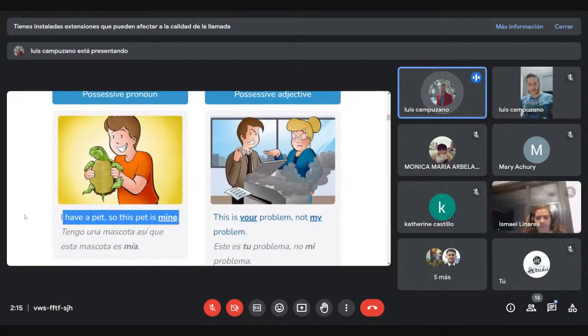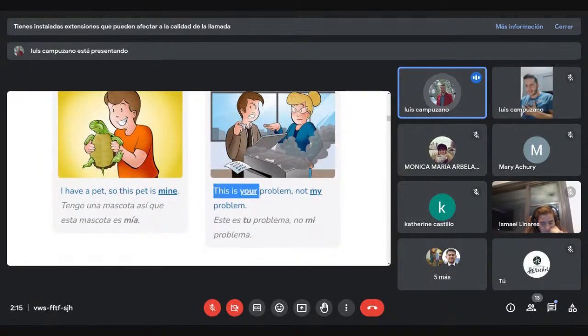So these are the ones we're looking at now, the possessive pronouns. I have a pet, so this pet is mine. But here in this sentence, this is your problem, not my problem. In this sentence, we have your and we have mine. And these are called possessive adjectives. ¿Por qué se llaman adjetivos posesivos? Pues ahí les voy a tirar perlas de sabiduría.